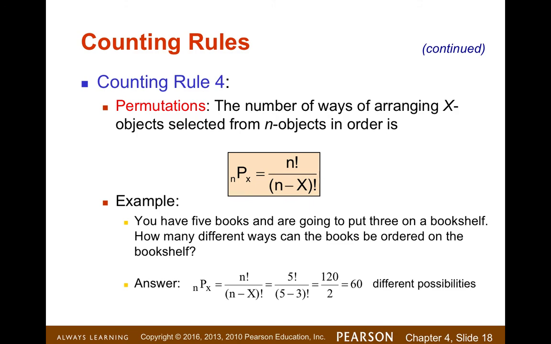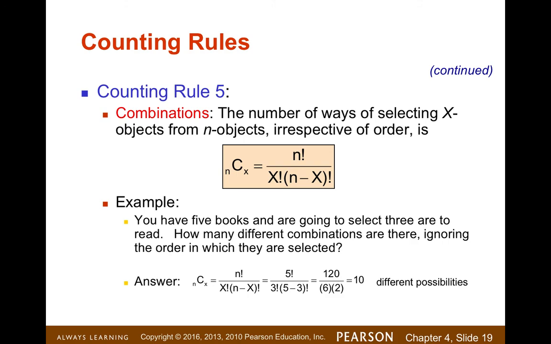Now if order didn't matter, you have a combination. That is the number of ways of selecting x objects from n objects, irrespective of order. The notation is nCx, and it's n factorial divided by x factorial times n minus x factorial. Guys, we've got a fancy key on StatCrunch that does these calculations for us, and I'll show you how to use those in the example problem.